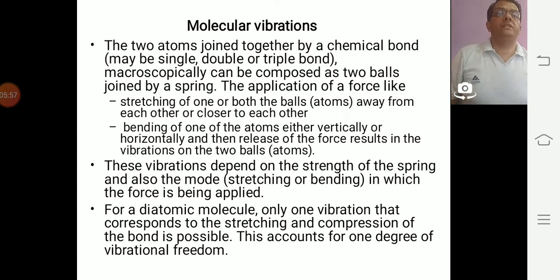And these vibrations depend on the strength of the spring and also the mode, stretching or bending, in which the force is being applied. And for a diatomic molecule, only one vibration, corresponding to the stretching and compression of the bond, is possible, and this accounts for 1 degree of vibrational freedom.